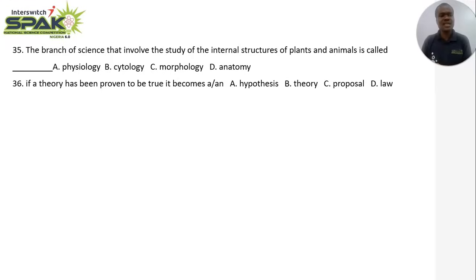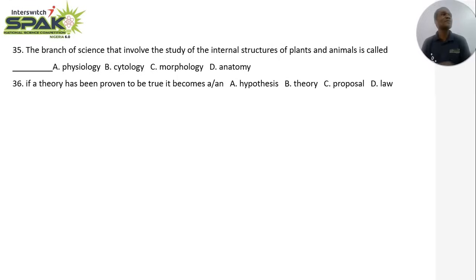If a theory has been proven to be true, it becomes A, an hypothesis? Hypothesis is a reasonable explanation of your guess, of your observation. You know, scientists start with observation. You observe your environment, and after your observation, you can propose a hypothesis, which is a reasonable explanation of what you observe. When you test, you carry out experimentation on the hypothesis. You test it here and there. If you find out that it is true, it becomes a theory.